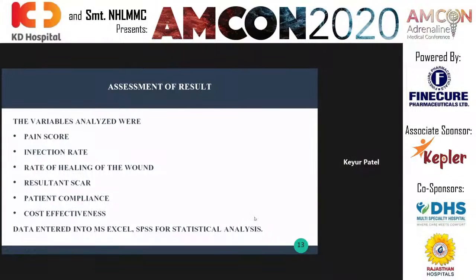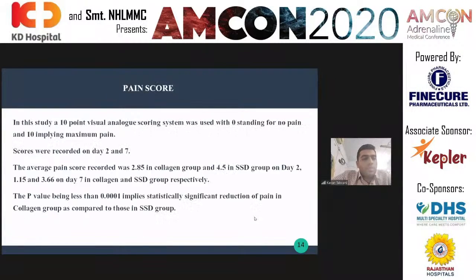The variables analyzed were pain score, infection rate, rate of healing of the wound, resultant scar, patient compliance, and cost effectiveness. In this study, a 10-point visual analog scoring system was used, with 0 standing for no pain and 10 implying maximum pain. Scores were recorded on post-burns day 2 and day 7.